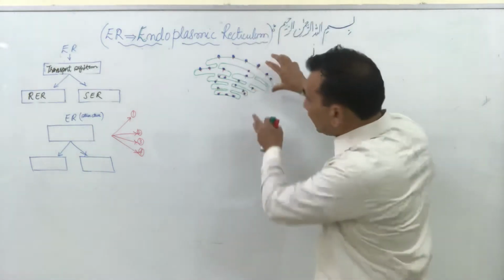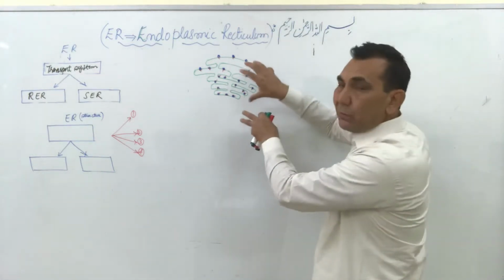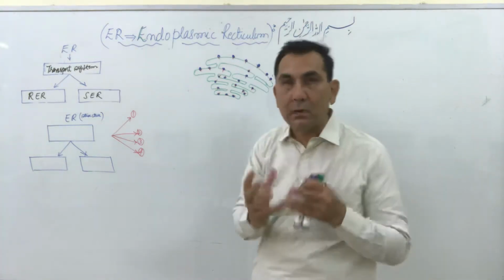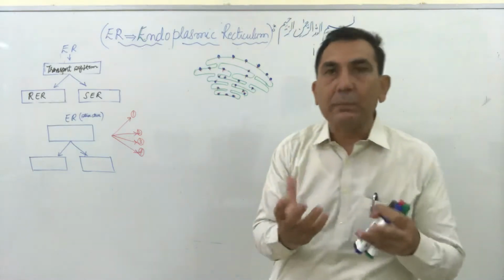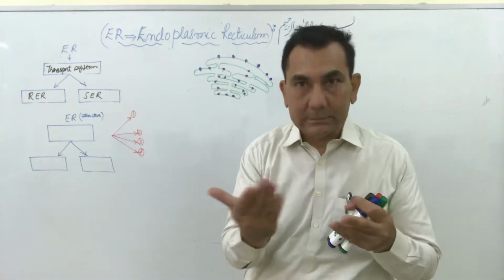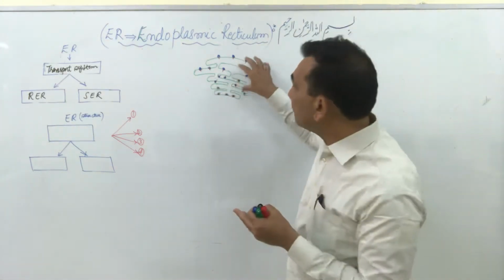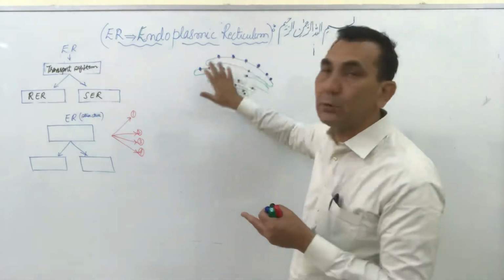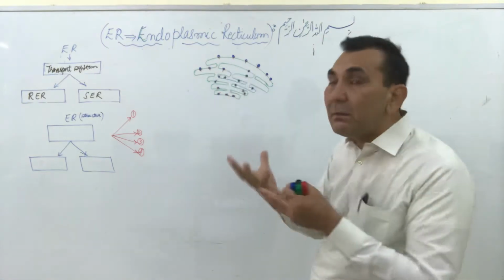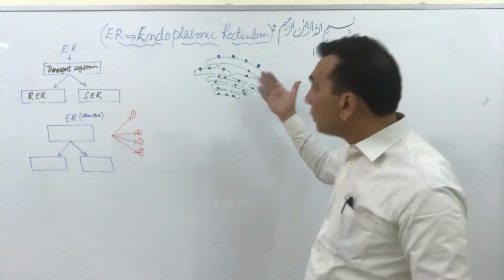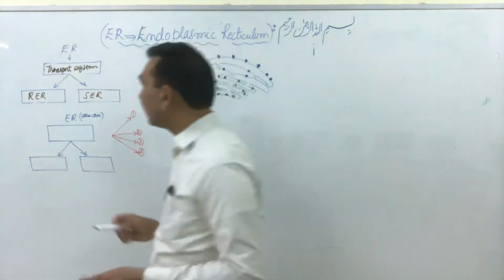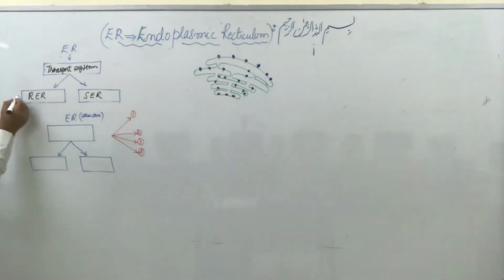By the attachment of the ribosomes on the surface of the endoplasmic reticulum, the surface looks just like budding. Due to this budding and the attachment of the ribosomes, the surface of the endoplasmic reticulum becomes rough in structure, so it is called the rough endoplasmic reticulum. And this rough endoplasmic reticulum is responsible for protein synthesis.